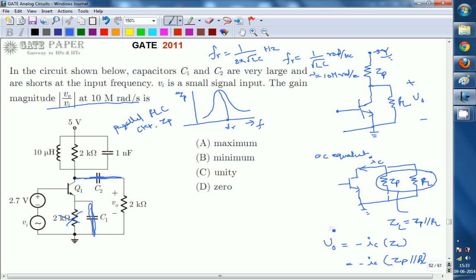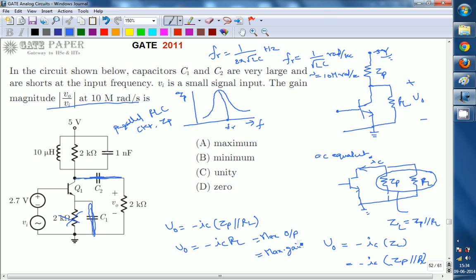So V0 is equal to minus IC times ZP parallel RL. This will be maximum, that is, minus IC times RL, whenever ZP is maximum. That is nothing but the maximum output, which implies the maximum gain. Maximum gain is possible at the resonant frequency because ZP is maximum.